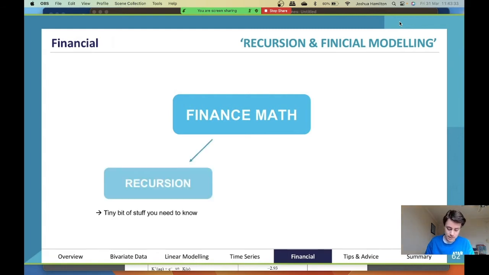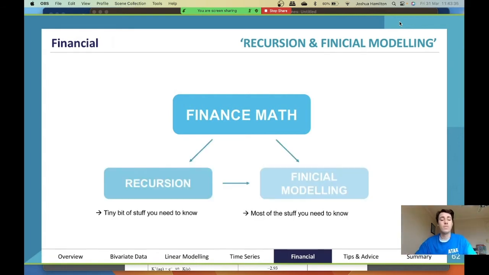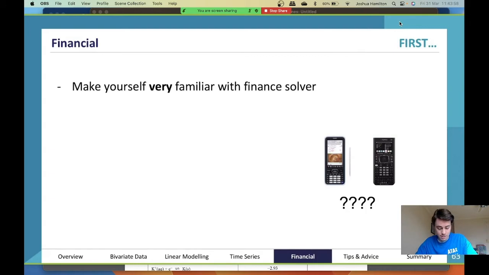So, financial maths. Recursion is a tiny bit of stuff you need to know. Financial modeling, most of the stuff you need to know. So we're going to fly through recursion because I don't love recursion, and it's just very basic, easy, not difficult, and there's usually like 2 marks out of the entire finance section on it, so it's not worth spending time on. So first, let's get very familiar. You need to know your financial solver like the back of your hand. The financial solver is used for everything. Know where it is on your calculator.